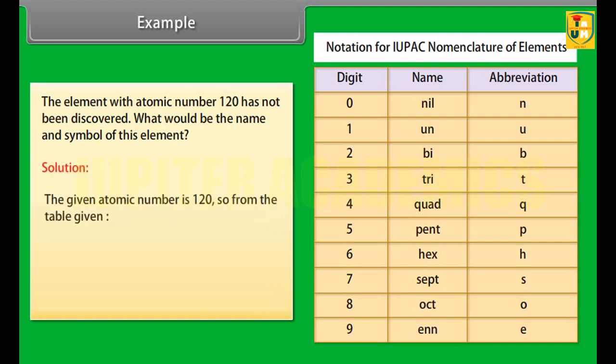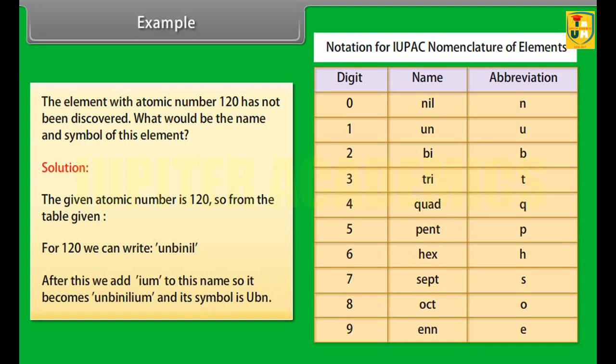Solution: the given atomic number is 120. So, from the table given, for 120 we can write unbenyl. After this, we add IUM to this name, so it becomes unbenylium, and its symbol is UBN.